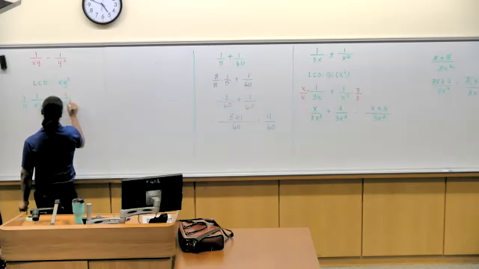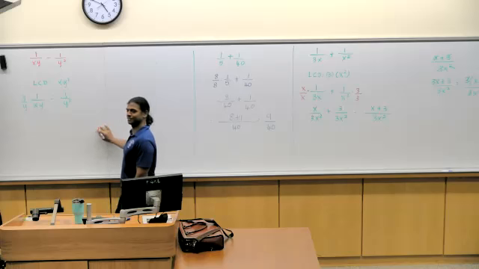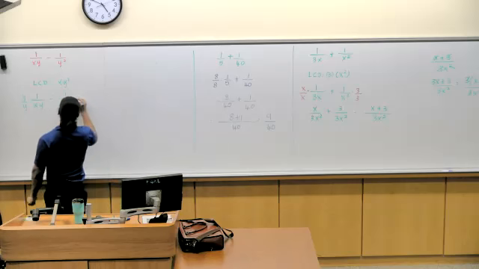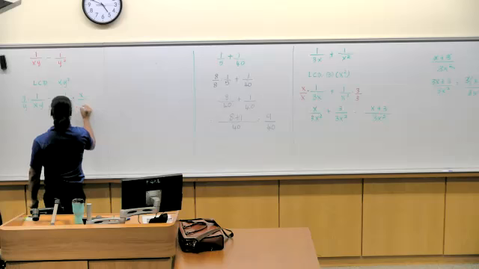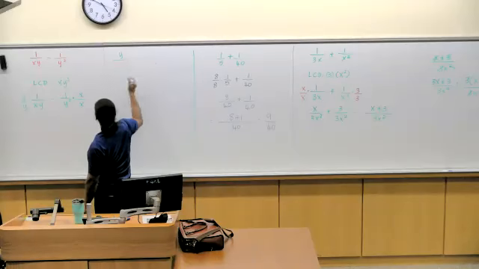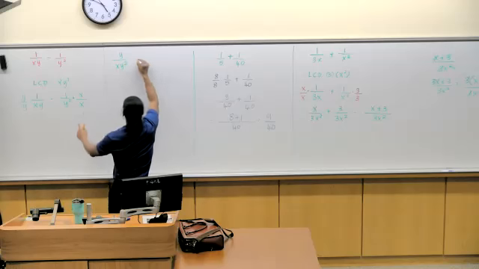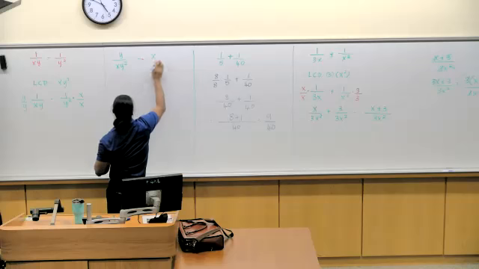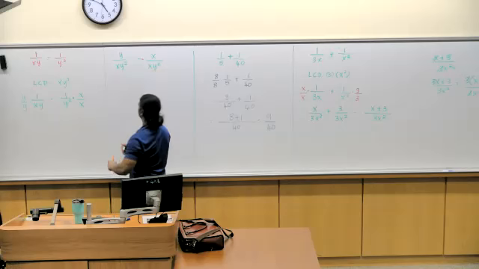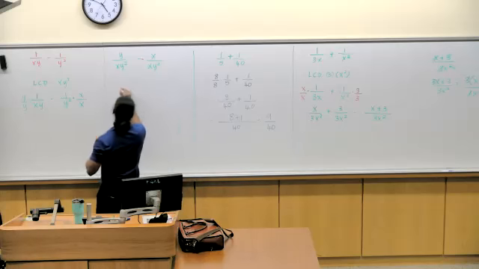What should I multiply and divide the second one by? X. So we would have y divided by y times xy, xy squared, minus 1 times x, x, divided by x times y squared, xy squared. Do I have a common denominator? Yes.